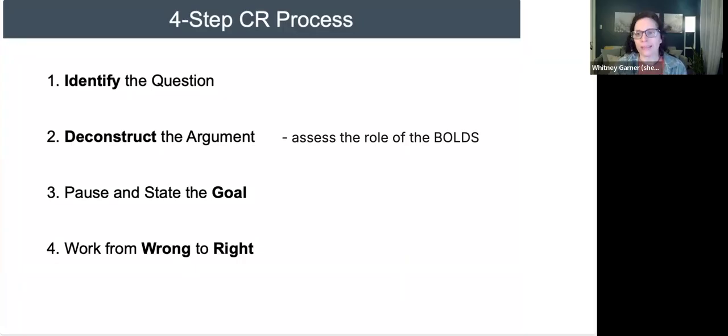So let's first take a look at an argument. This argument is maybe a little bit more straightforward than we would expect some of these harder CR arguments, but it's a good place to get started just to see an example. And then we'll look at what it means to break an argument apart.